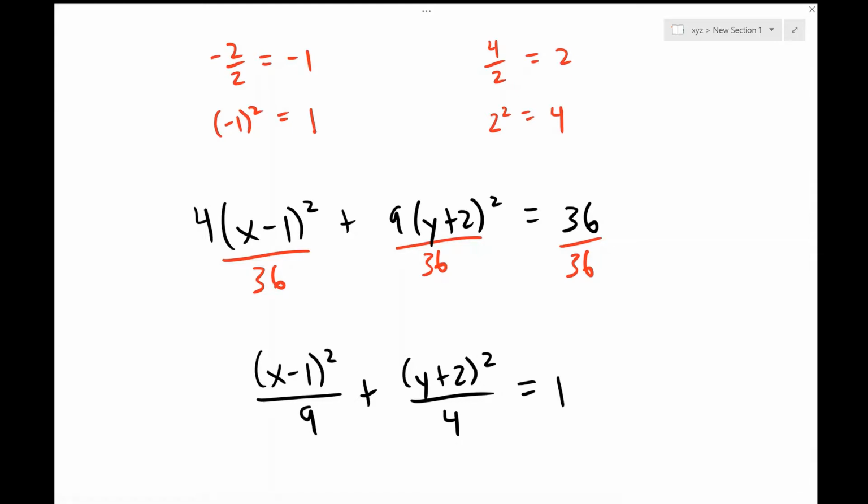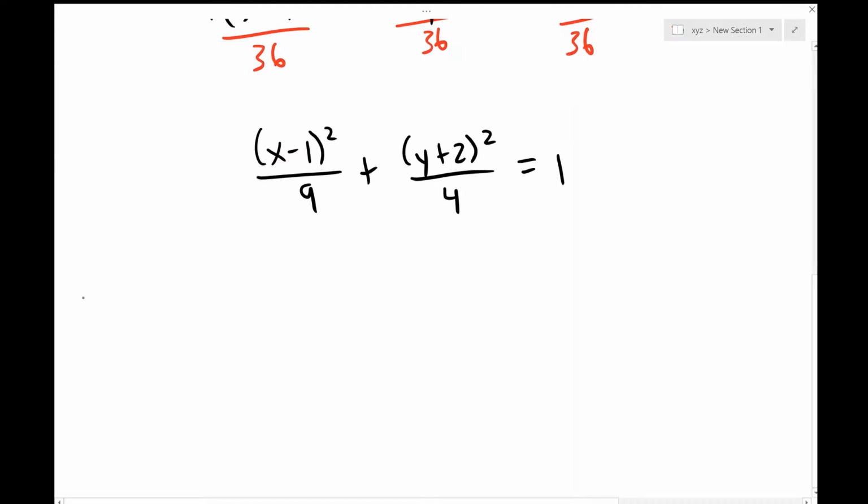We could easily identify the center as well as the a and b values, and of course use that information to graph it and describe all the various features, including the major and minor axes and foci and so forth. So I'll let you take it from there as far as graphing it and doing all of those other things. But that's how we write the equation in standard form.